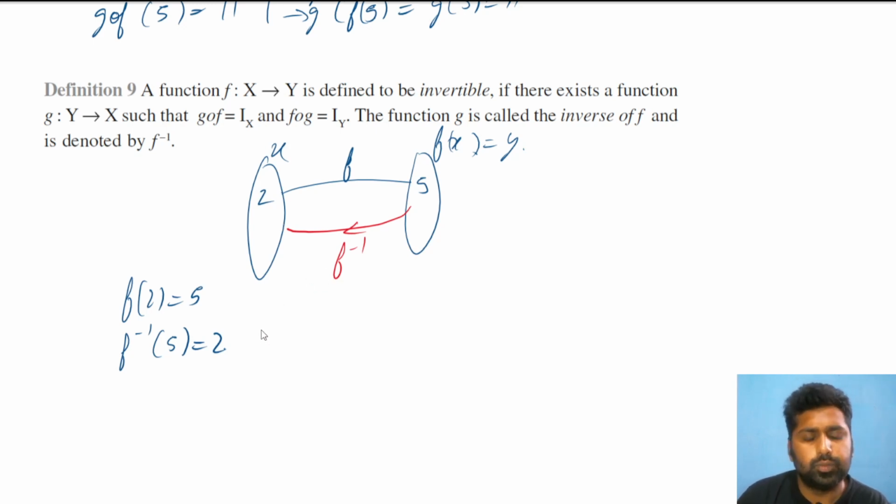How do we know whether the inverse of a function will exist or not? Inverse exists with this condition: a function is invertible, meaning its inverse exists, if gof x and fog x are identity functions of x and y. This I is the identity function. Means if we solve gof x and we get x itself, or we solve f of g of y and it becomes the identity function of y, then we'll call these inverse functions of f.